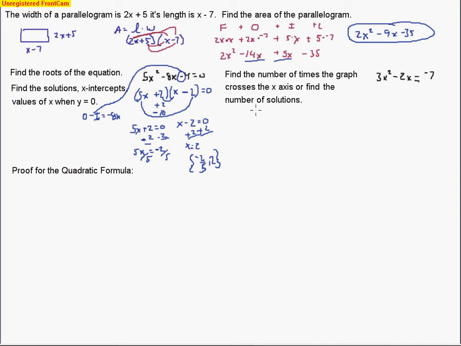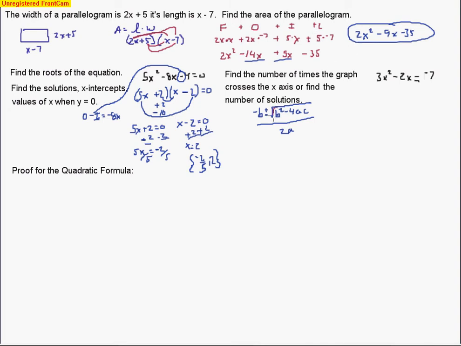And the discriminant is this. It's a portion of the quadratic formula. Remember, the formula goes negative b plus or minus the square root of b squared minus 4ac, all over 2a. That's the formula. Now, what makes us figure out how many solutions there are is this part right here.